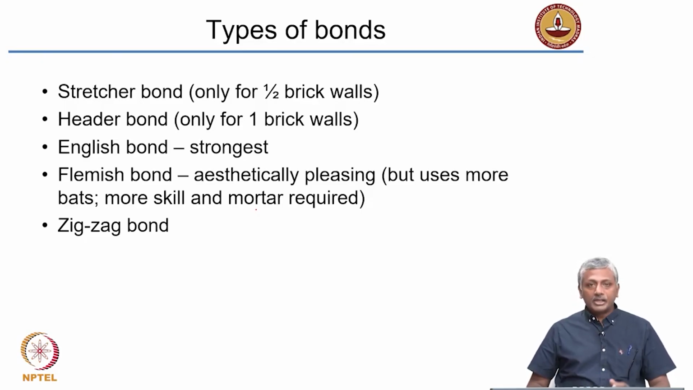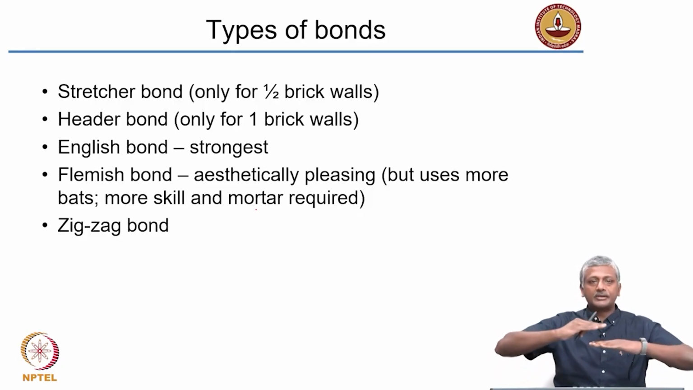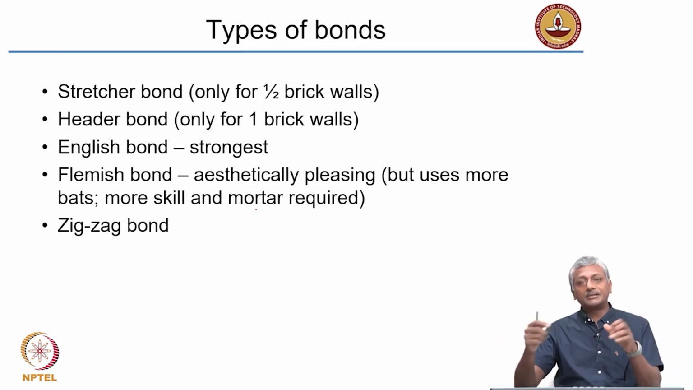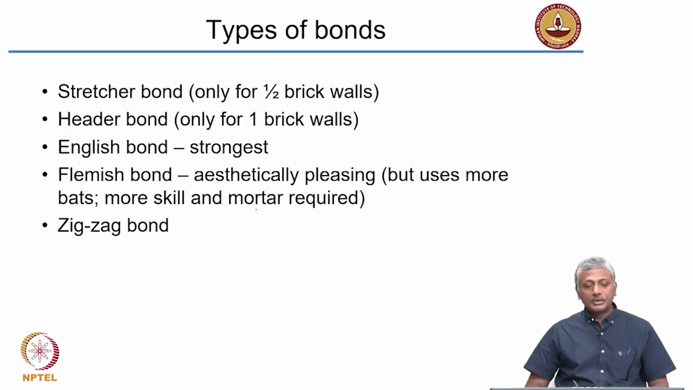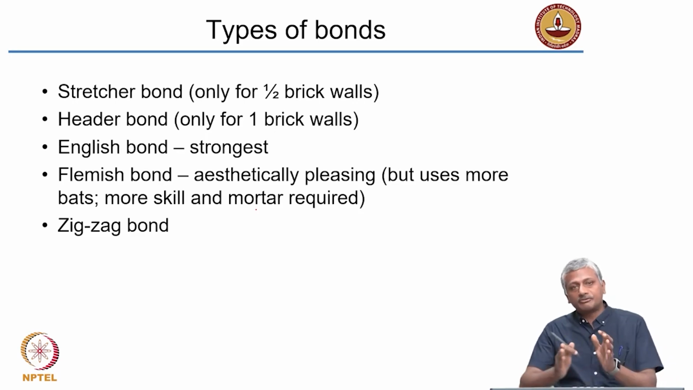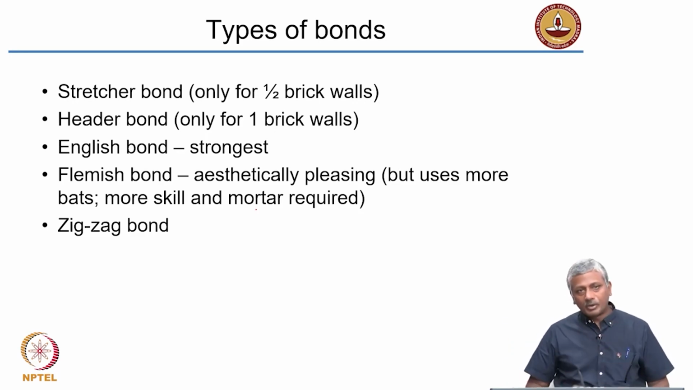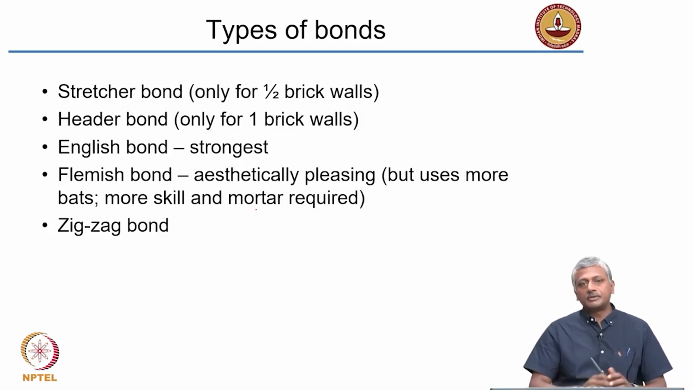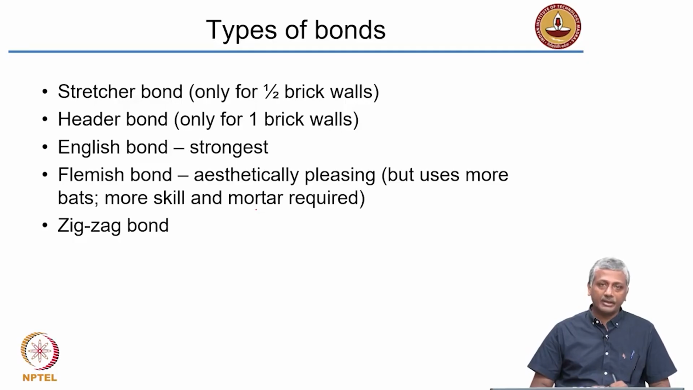Okay. Now English bond, which I showed you previously, has layers of stretchers and headers alternating. A Flemish bond, on the other hand, has stretcher, header in every layer. Okay. So obviously that looks much more appealing or pleasing to the eye. And sometimes you may have a different arrangement called a zigzag bond, in which you sort of keep shifting your vertical joints. The aim of all these bonding arrangements is to ensure that the vertical joints don't overlap. You need to stagger the vertical joints so that you don't get a brittle failure of the wall.